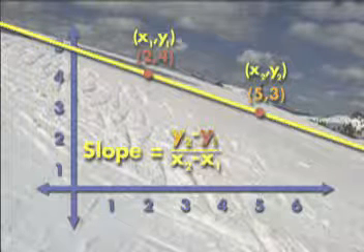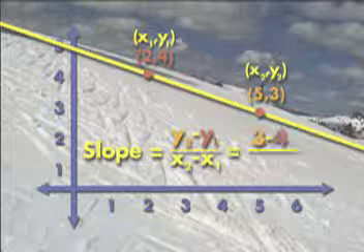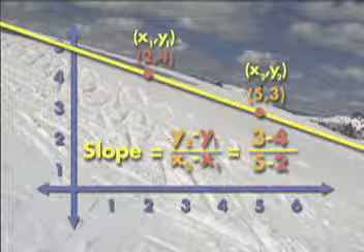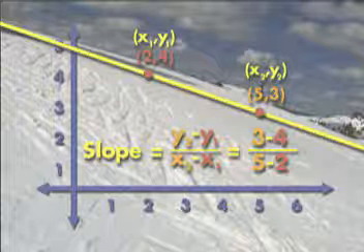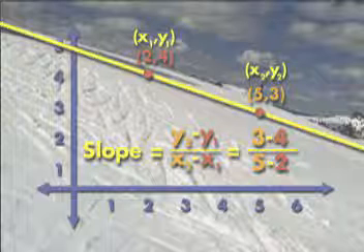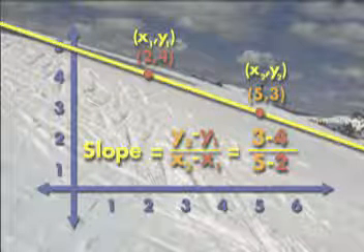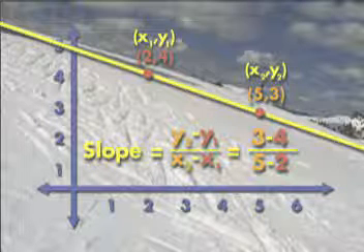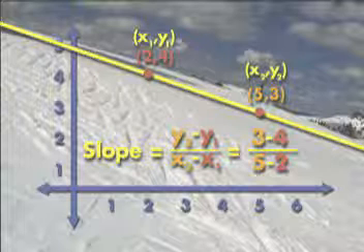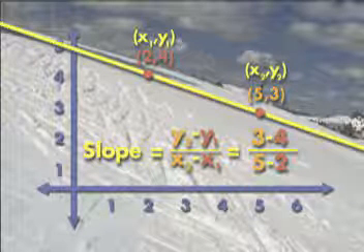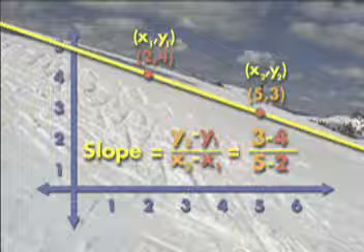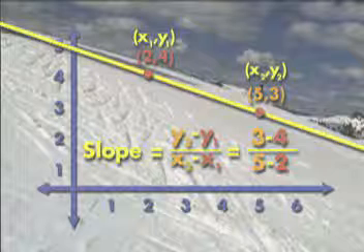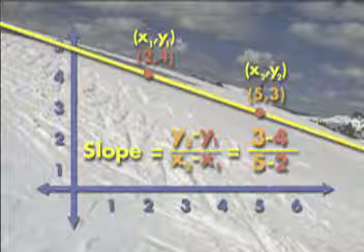Y sub 2 minus y sub 1 is 3 minus 4, and x sub 2 minus x sub 1 is 5 minus 2. Notice how the coordinates from point 2 appear first, and the coordinates from point 1 appear second in both subtraction problems, the one in the numerator and the one in the denominator. Keeping this straight is the key to the slope formula. Once the problem is set up, the rest is simple. All you have to do is subtract to find the slope.